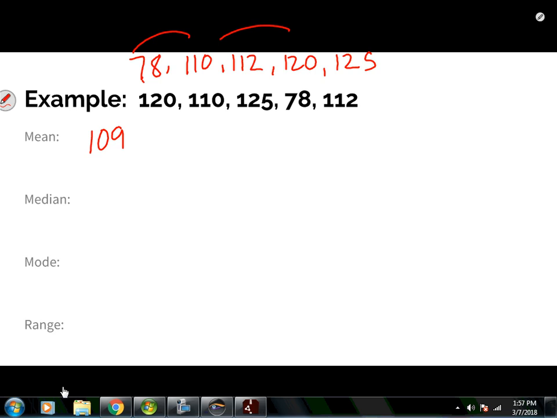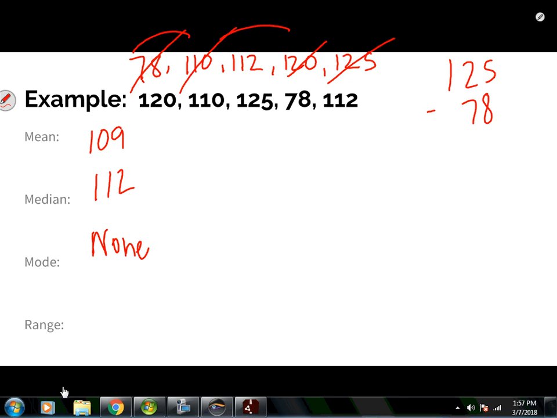Okay, median, number in the middle. Start marking out from both sides till we get to the middle, which is 112. Mode, number that occurs the most. I don't have one. They all occur the same amount of time, so I would say none. And my range is taking my largest number and subtracting my smallest number from it. 125 minus 78. So my range is 47.